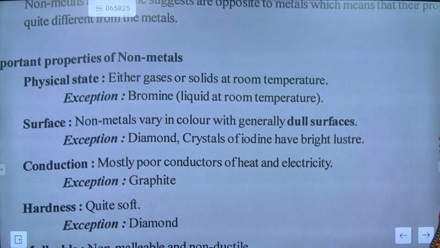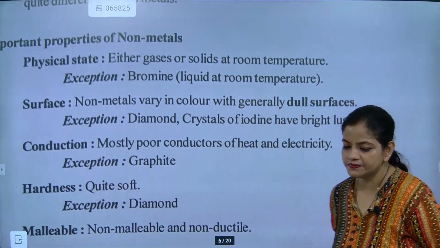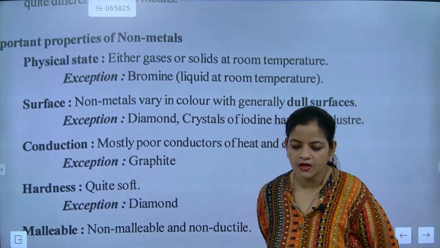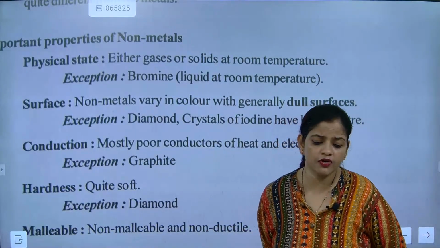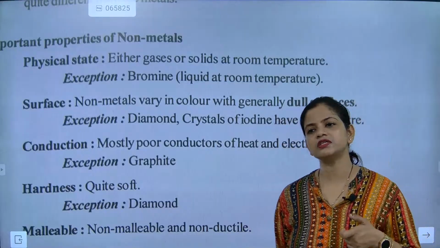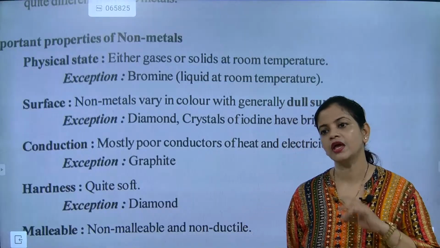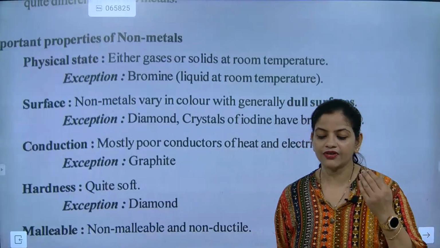Conduction: non-metals are mostly poor conductors of heat and electricity. Understood? Conduction we have talked about. Now beta, you need to understand allotropes of carbon. Carbon is a non-metal. Listen very carefully and respond, beta.